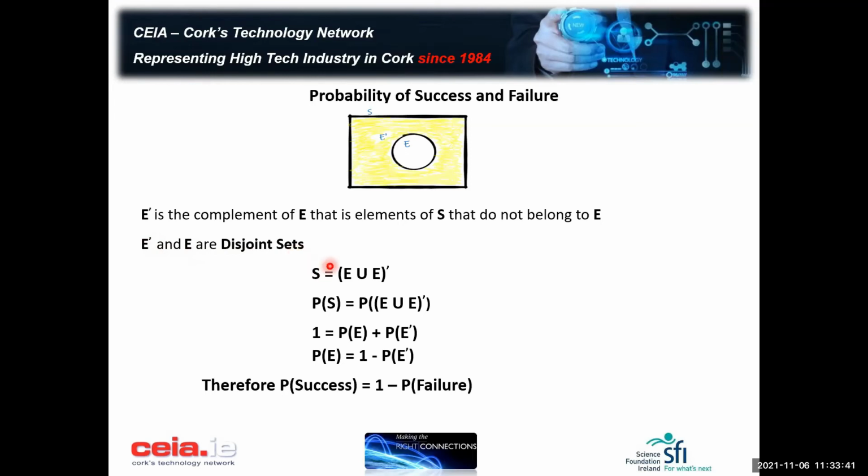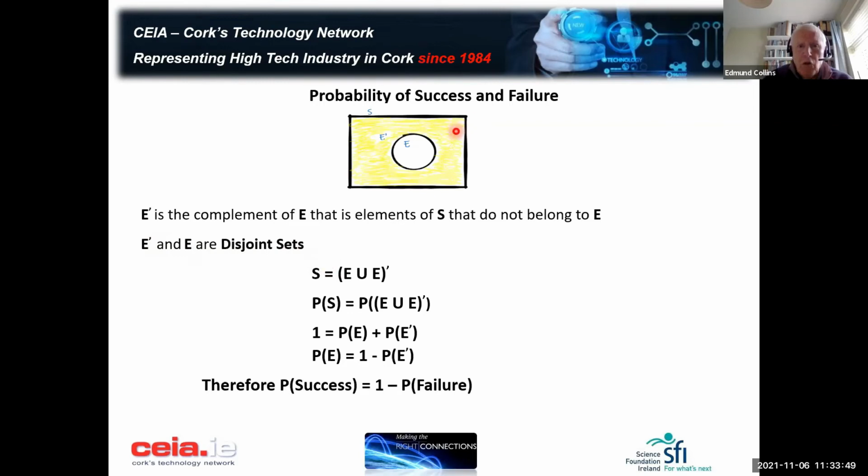Sorry, Ed, a question came in there about what is a disjoint set? Well, we're looking at one here now. There's no overlap. That's the basic idea. If you have two circles and there's no overlap, there's no intersection between the two. So we have the circle, and we have the rest of the rectangle that isn't the circle. They're disjoint sets. That's what disjoint sets are. No overlap.